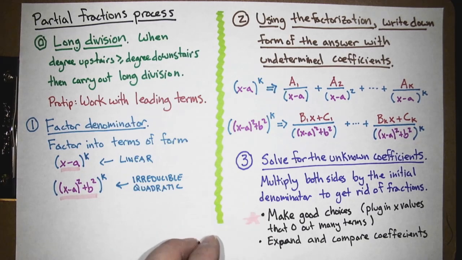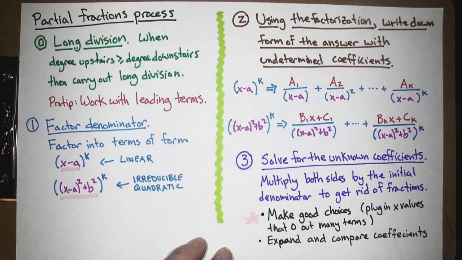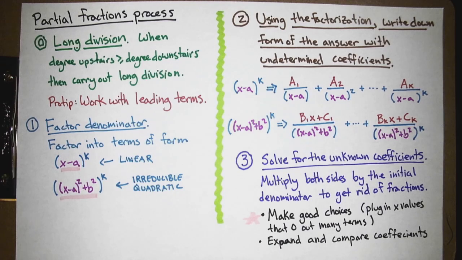All right, so once you figure out the right form, the last step is you solve for the unknown coefficients. Clear your denominators, and I like to say, make good choices. Make good choices as much as possible. In other words, plug in values for x, and that helps zero out a lot of terms. That can get you some constants very quickly. If that doesn't work, then you expand both sides and compare coefficients. All right, so that's the process. Any questions on the process?